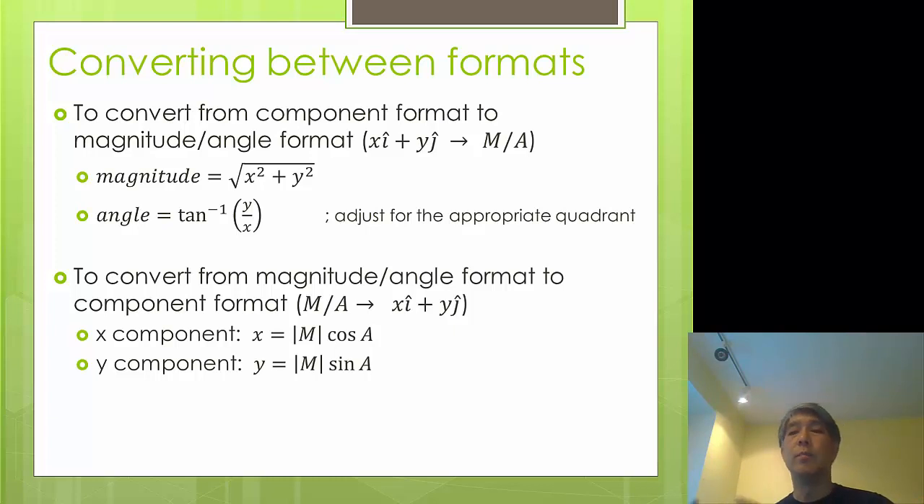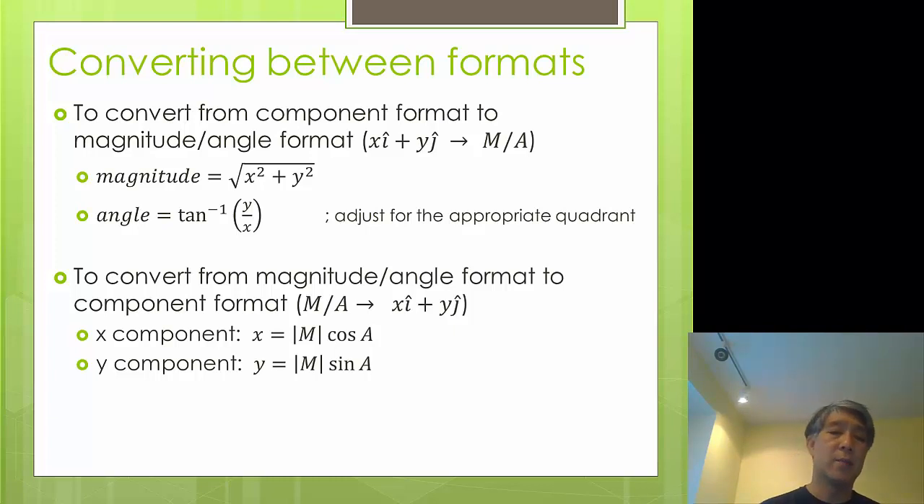You need to make the appropriate adjustment for the appropriate quadrant. So in the first quadrant, there's no adjustment necessary. In the second quadrant, you need to be careful because it's frequently going to be 180 minus that angle. In the third quadrant, it's going to be 180 plus the angle. And in the fourth quadrant, you could probably simply express it as that angle in the negative direction.